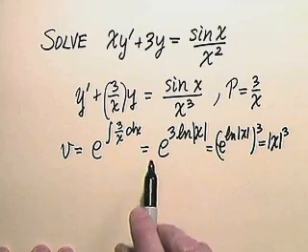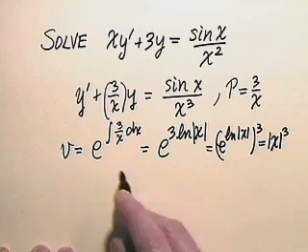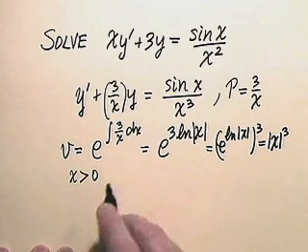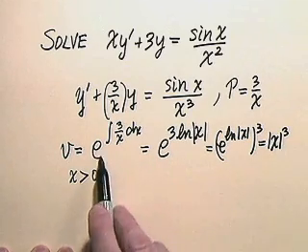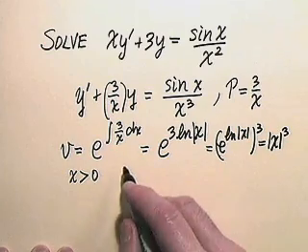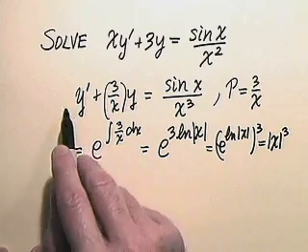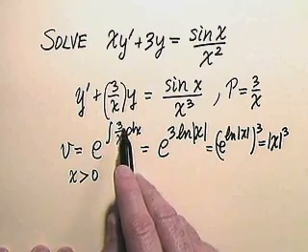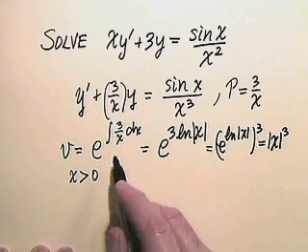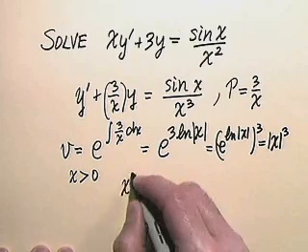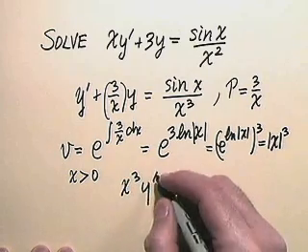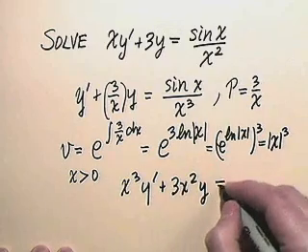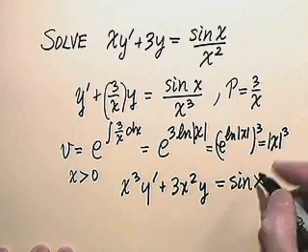So let's restrict to the case where x is positive. And so let's add x greater than 0 here. And then our integrating factor is x cubed. And so we take this original expression right here and multiply both sides by x cubed now. So we'll have x cubed y prime plus 3x squared y equals sine x.